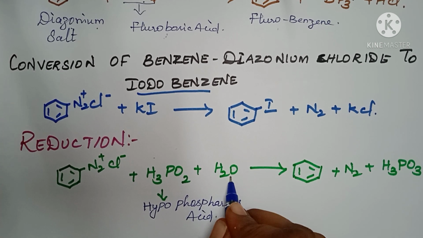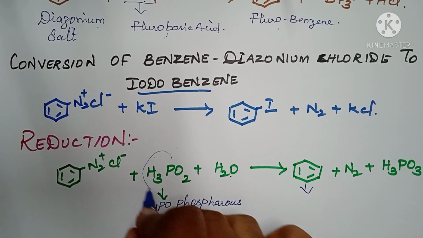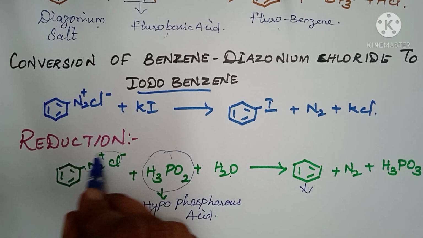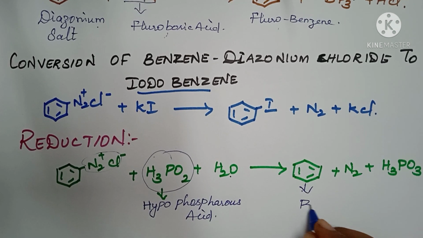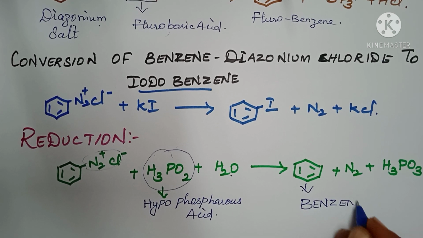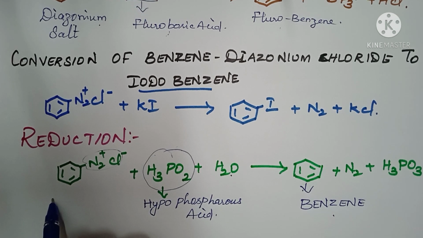Acid combined with water, you are getting, this is what it is, reduced, because this is a reducing agent we are going to use. So it is reduced. So from here it is completely removed and you are getting what? Benzene. It is a very important question. How do we get benzene from benzene diazonium chloride?